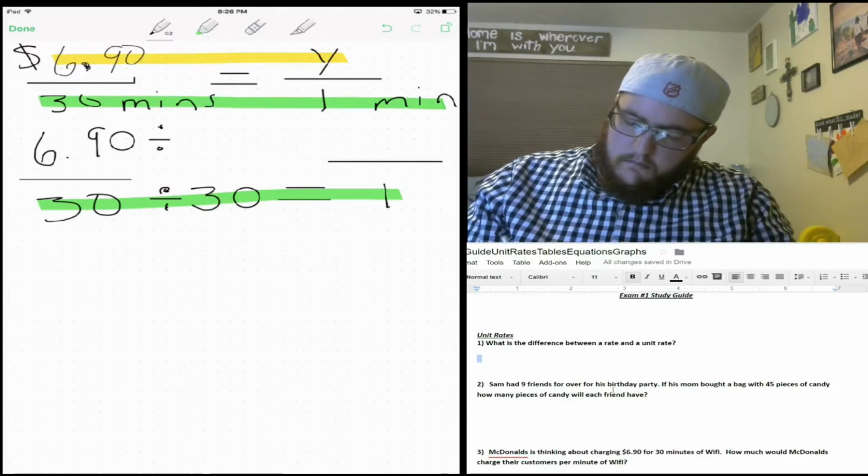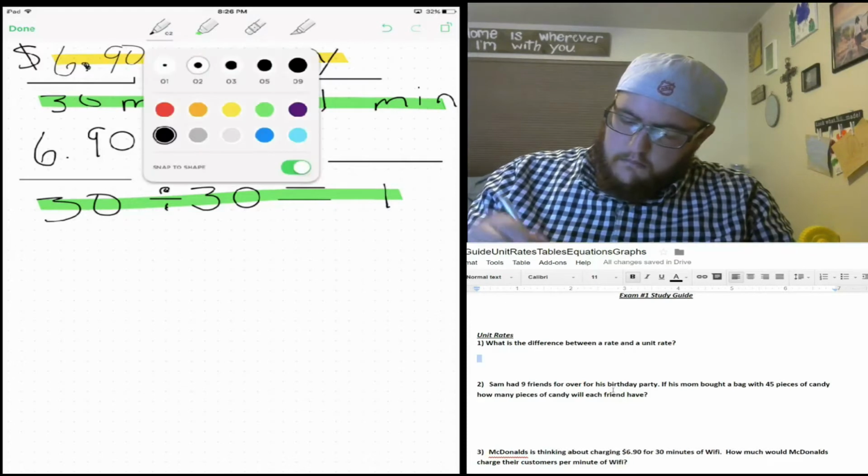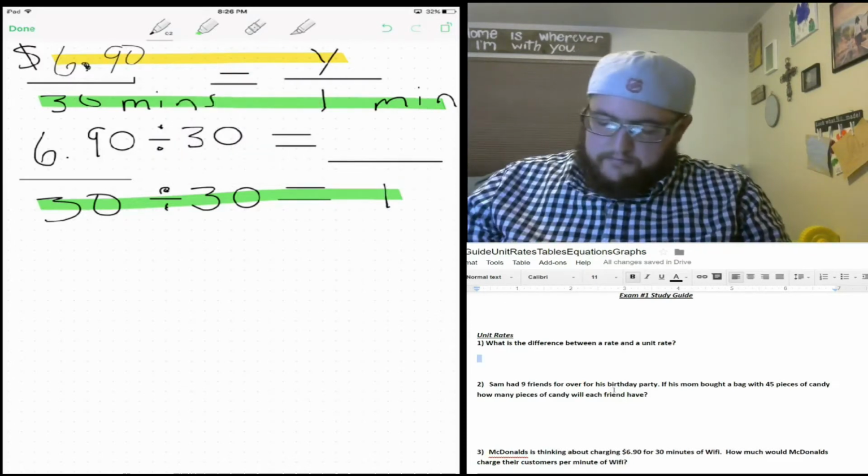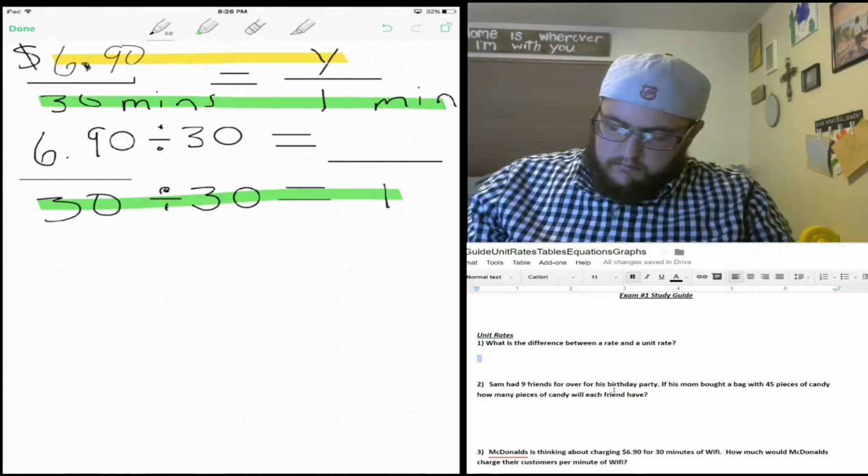Remember that if we divide the denominator by 30, we must also divide the numerator by 30. So then we'll have 6.90 divided by 30. I'm not sure what that is off the top of my head, so let's go ahead and do the math.